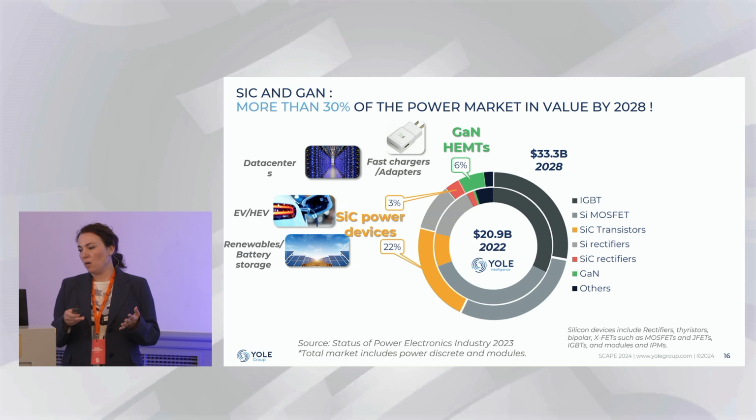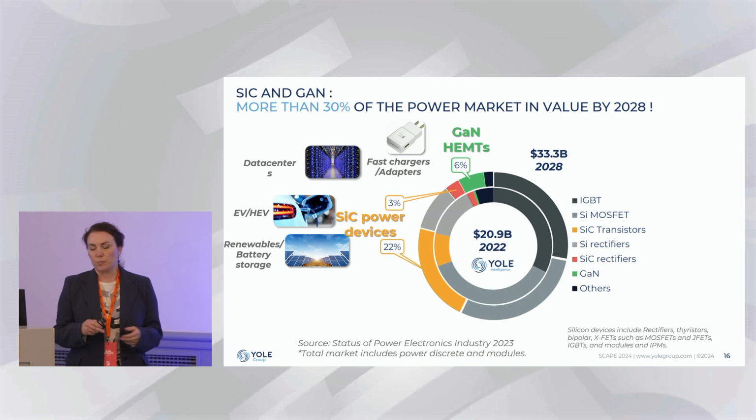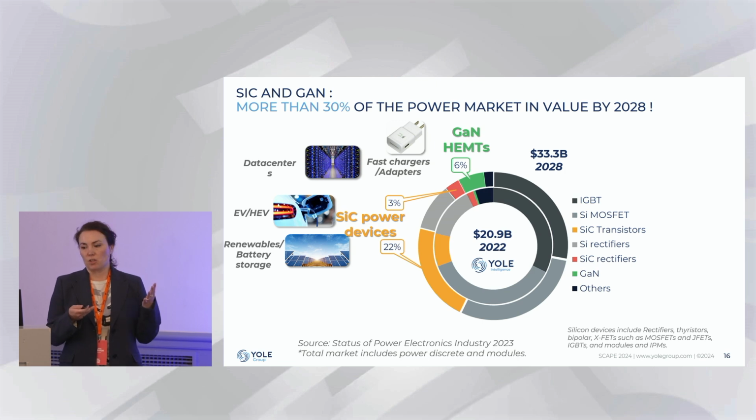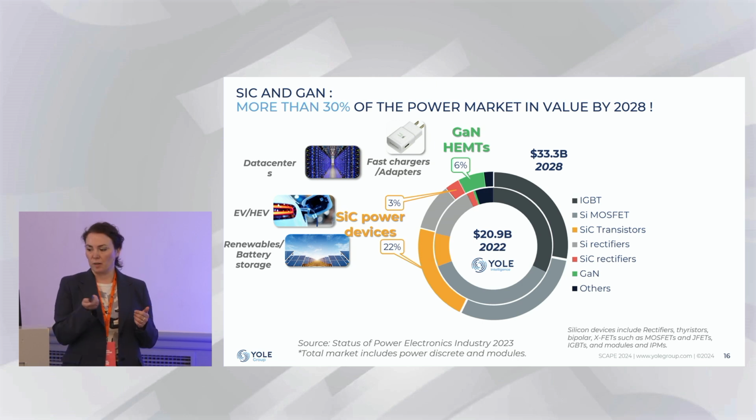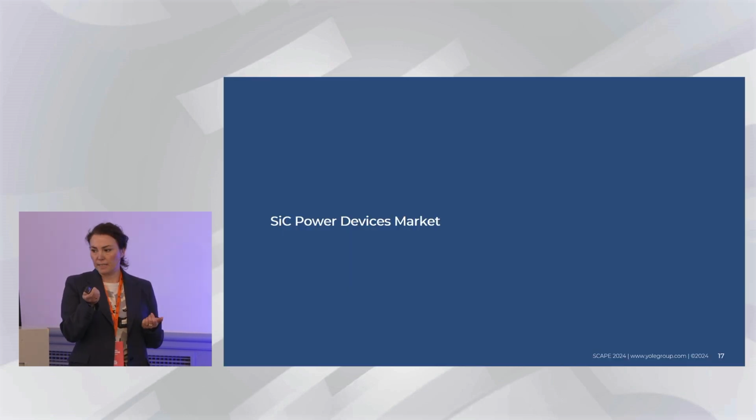So now in 2023 the share of GaN and SiC in the power device market is around 13%, and we expect it will reach at least 20% by 2028, at the end of the decade. The main applications, which I will present in detail later, are actually fast chargers and data centers for gallium nitride, and electric vehicles and renewables for silicon carbide. So how do we get that?